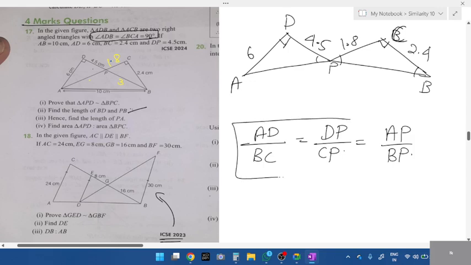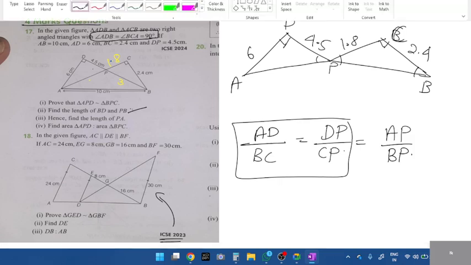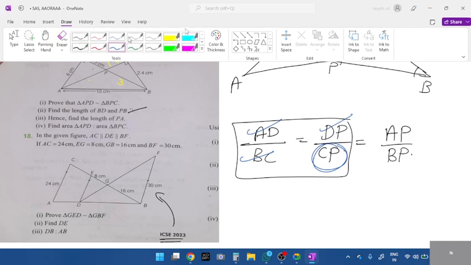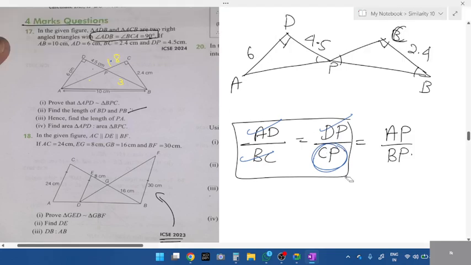Now for these four things, when they asked us to find CP, look here. Initially CP was not given. When they asked us to find CP, except CP, all three values were given, right? DP was given. DP value was 4.5 centimeters. That's the reason we use this concept here.